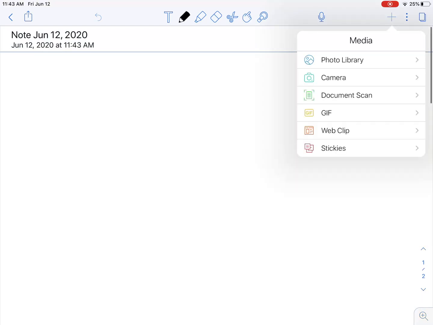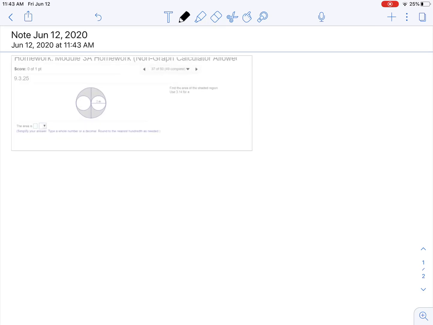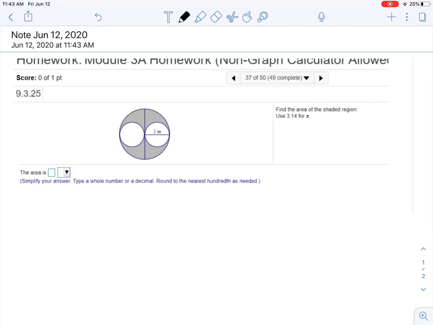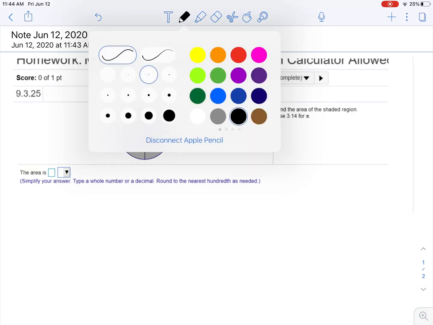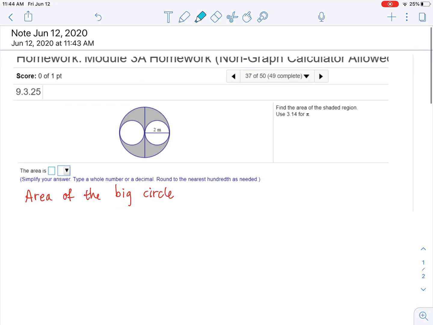Alrighty, let me first put that first problem down here. It says find the area of the shaded region, and I can see the shaded region is the outside of those two little circles inside. So here's my plan. I'm gonna find the area of the big circle, and then I'm gonna subtract the areas of the two small circles. So first, what is the area of the big circle? And what I mean by big circle, Sakina, is just the whole thing, okay?